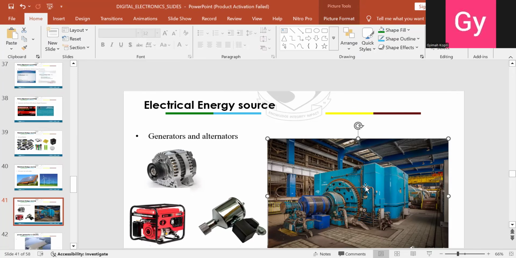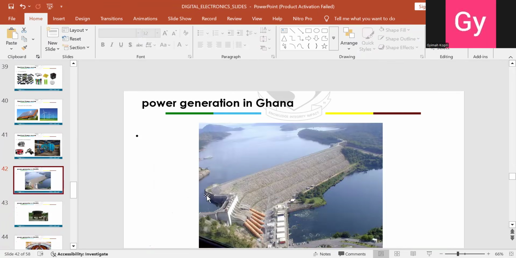But when we say alternator, the alternator is specifically for AC quantity generators. Fine. So we will look at something about our power generation in Ghana. You should have a fair idea. Some of you are from Akosombo thereabout. You might have seen those.